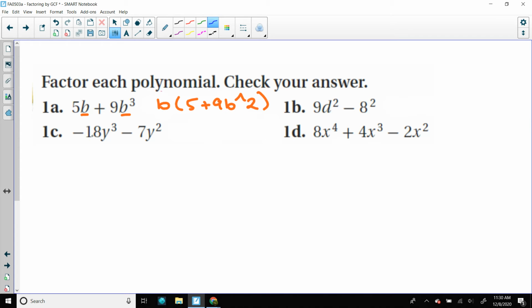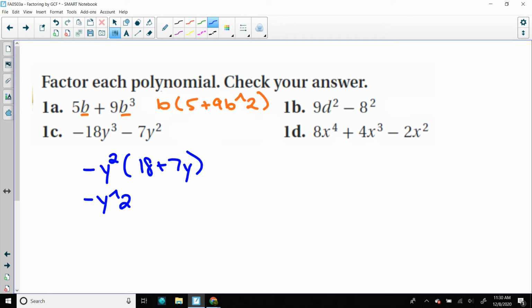On the next one, nothing goes into 18 that also goes into 7, but they're both negative, so we can pull a negative out. There's also 3 y's here and 2 y's here, so we'll pull at least 2 y's out because they share those. And we'll end up with 18 plus 7 with a y on it. And that's how you would type it, except that you would say y to the power of 2, because you can't do the squared on the classroom.